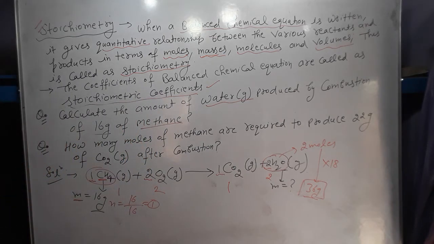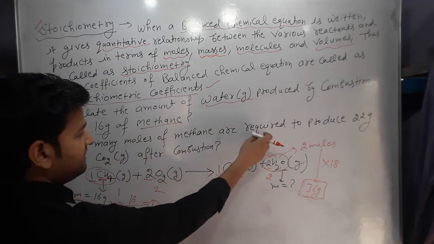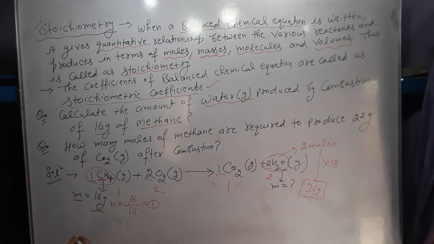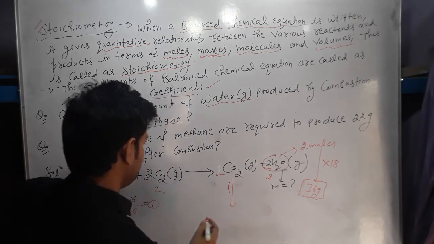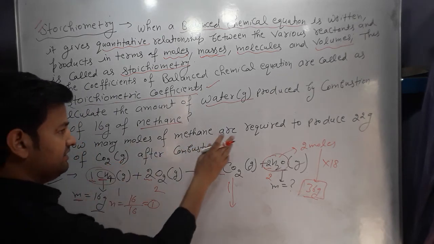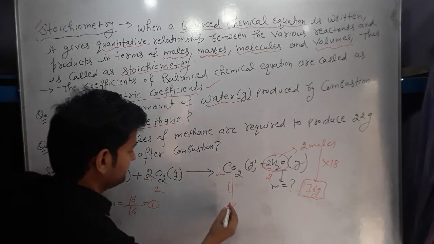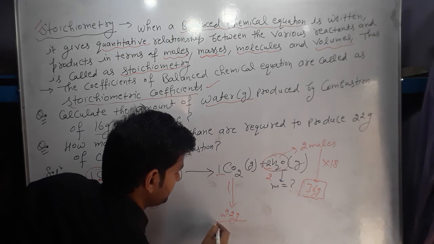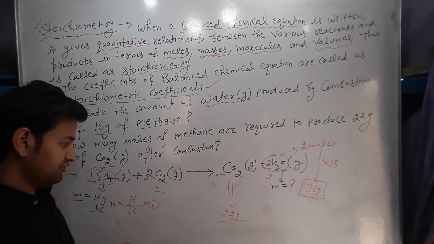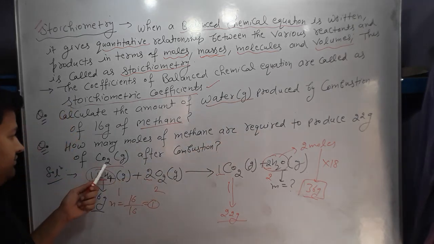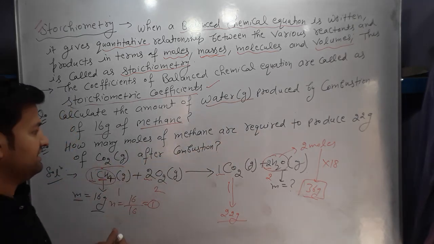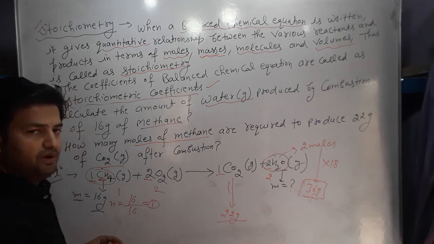Similarly, the second question: how many moles of methane are required to produce 22 gram of carbon dioxide after combustion? We have a similar reaction, and here 22 gram of carbon dioxide is given, produced in the reaction. Then find out the number of moles required to produce this carbon dioxide. Whose number of moles do we have to find? The number of moles of methane.